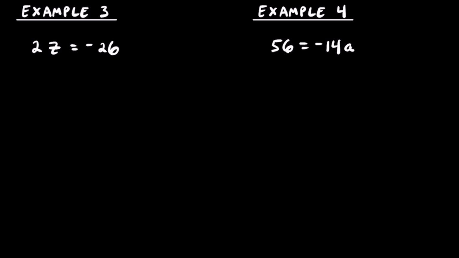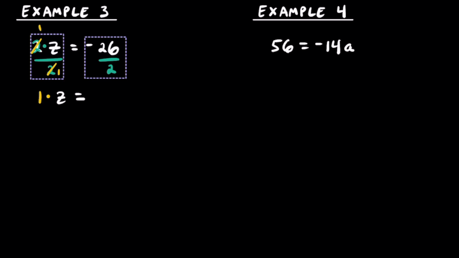For example 3, let's solve the equation 2z, or 2 times z, is equal to negative 26. So we know this 2 is being multiplied by the z, and to get rid of it, we can cancel it out by dividing both sides by 2. When we multiply z by 2 and then divide it by 2, we're essentially just saying that we're going to be left with 1z at the very end of the day. So we have 1 times z left on the left side of the equation.